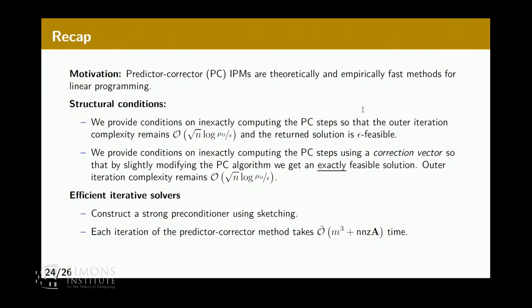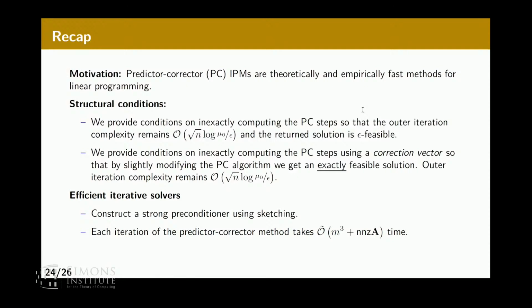Let me wrap up and talk about a couple of open problems, which I think would be interesting from a theoretical and a practical perspective. So we provide structural conditions that have nothing to do with randomized linear algebra, under which, in exactly computing the predictor-corrector steps, which means solving the system of linear equations inexactly, you are able to still return a final solution that is approximately feasible without losing anything in terms of iteration complexity.